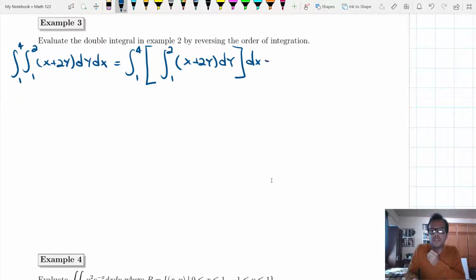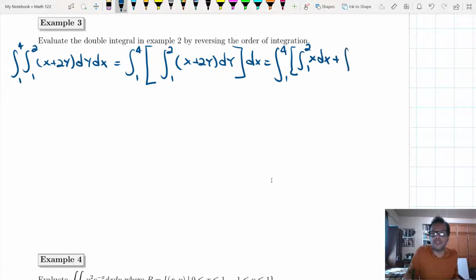So now I'm going to split this into two separate integrals, right? Again, you don't have to do all this. You might want to just integrate these two because this is easy to integrate. However, I'm going to do all the steps. I think it will be useful for you to see what's going on. So we're going to have the integral from 1 to 2 of the function x dx plus the integral of the function 2y with respect to x. Oh, wait a minute. This is not with respect to x anymore.